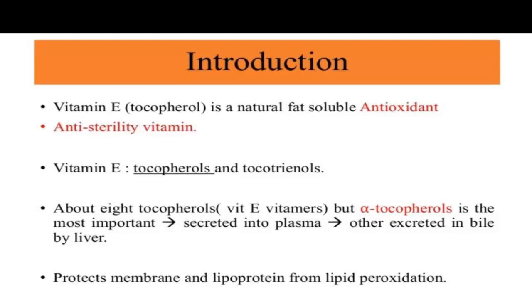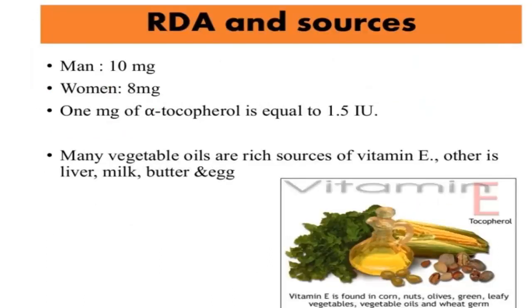Now, the RDA and the sources of vitamin E. RDA means recommended daily allowance. The recommended daily allowance for an adult man is 10 milligram. That of a woman is 8 milligram. And 1 milligram of alpha tocopherol is equal to 1.5 international unit. The sources of vitamin E are liver, milk, butter and egg.